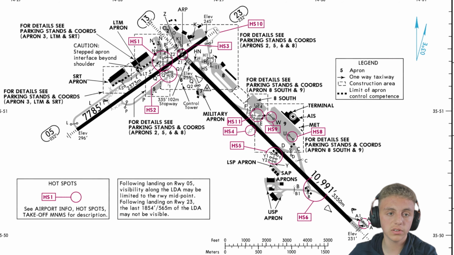All of these HSs stand for hotspots. Those are where pilots may make mistakes. They may not make mistakes, but they are hotspots where pilots are known to make mistakes. Not fatal mistakes, but for example, they turn down the wrong taxiway, etc. Which is why they are written in the airport info, hotspots, takeoff minimums for more information over here.